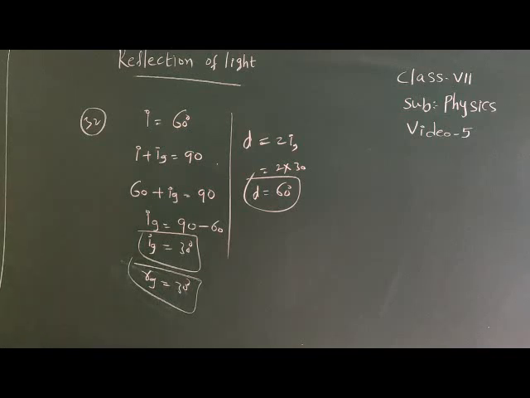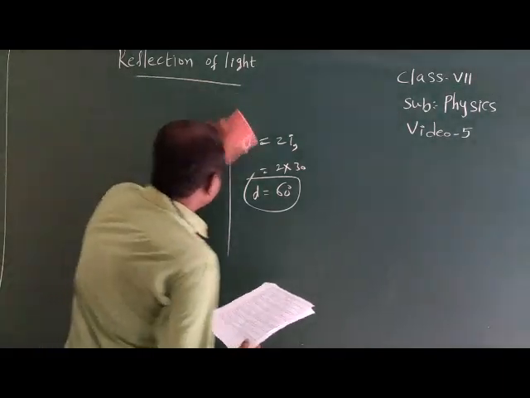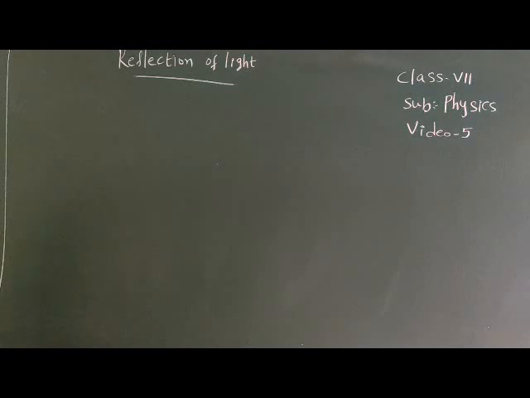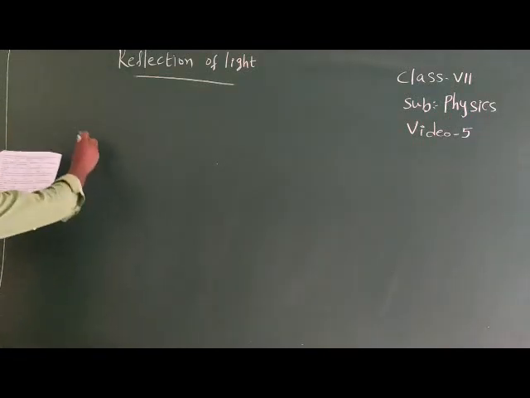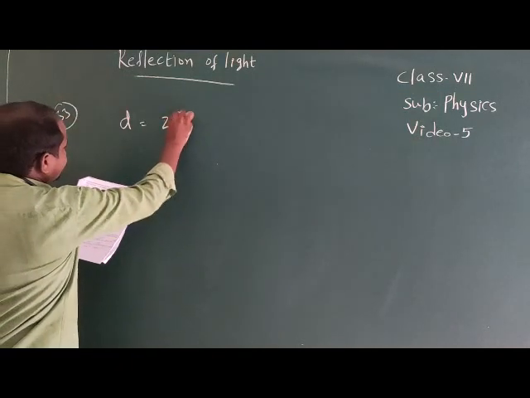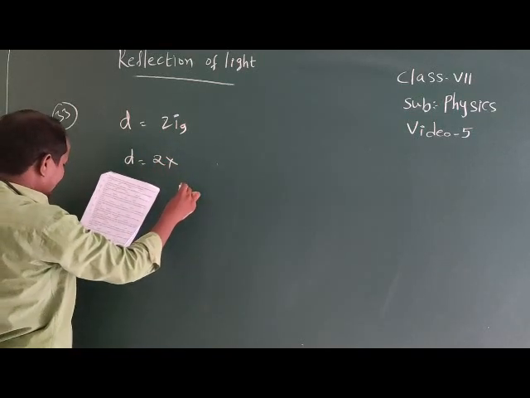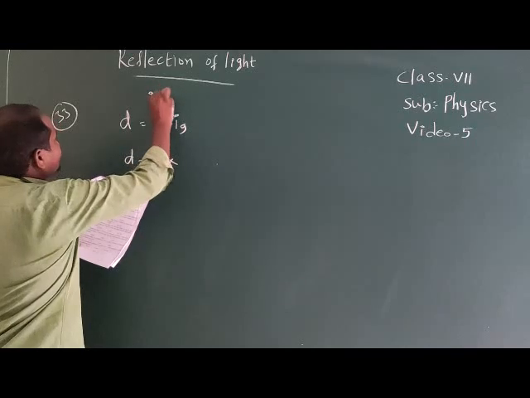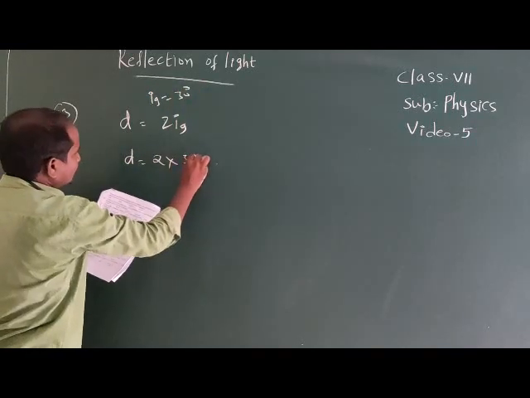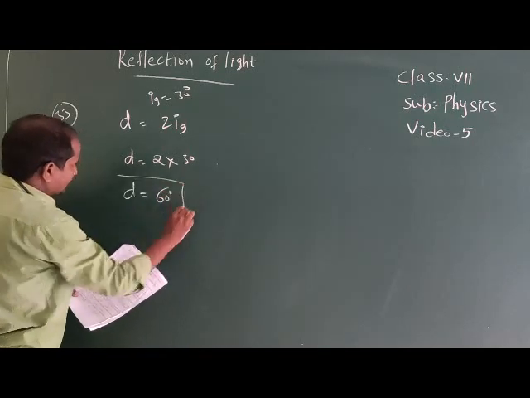Now the last one, 33. What will be the deviation produced in the ray? The ray of light is incident on a plane mirror at a glancing angle equal to 30 degrees. IC is given. Then find D. Easy. D equals 2 IC. So here D equals 2 into IC. IC is given, that equals 30 degrees. Therefore the angle of deviation D equals 2 into 30, 60 degrees.